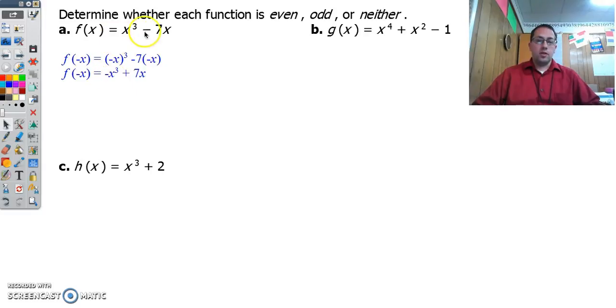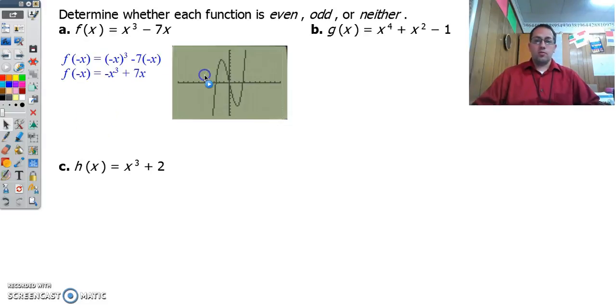All right. If you notice, is it the exact same as the original? No, it's not the same. Did the signs change? Yes, all of the signs changed. Positive became negative, negative became positive. And so what this means is this is an odd function. All right.